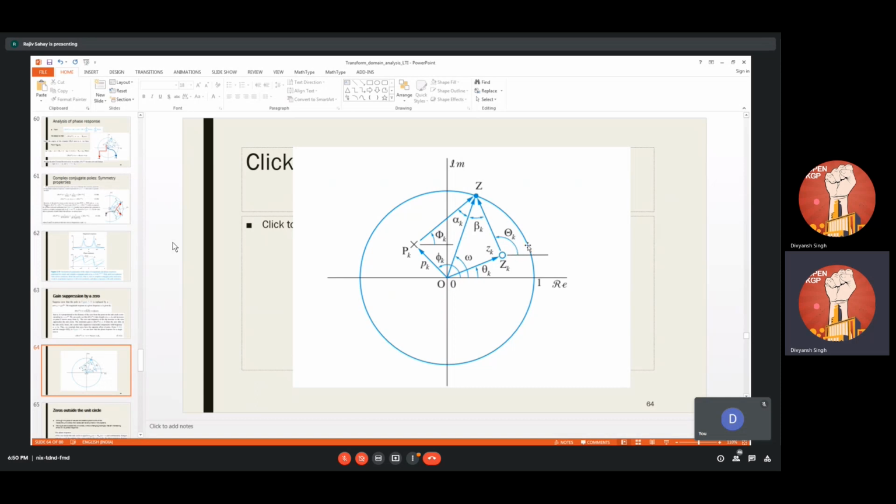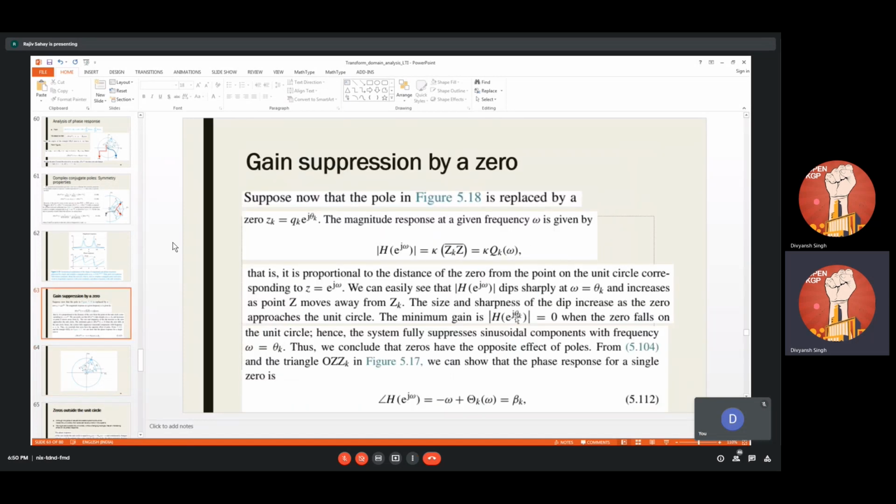Your OZ will lie here and z_k z will be this vector. If z_k is on the unit circle, that means the zero is on the unit circle, then you will get z_k z equal to 0. So the magnitude of H(e^{j theta_k}) when theta_k is equal to omega is equal to 0. So the system fully suppresses sinusoidal components with frequency omega equal to theta_k when the zero is on the unit circle. So zeros have the opposite effect of poles.